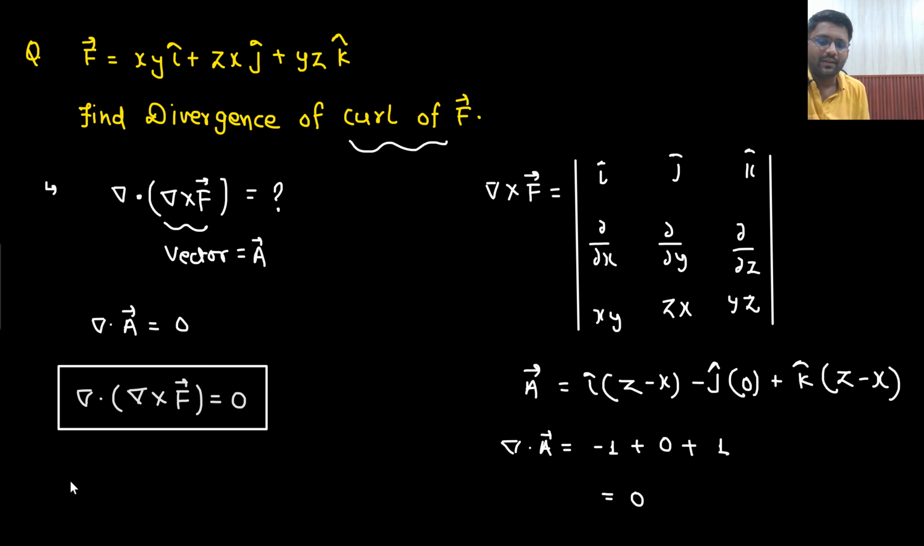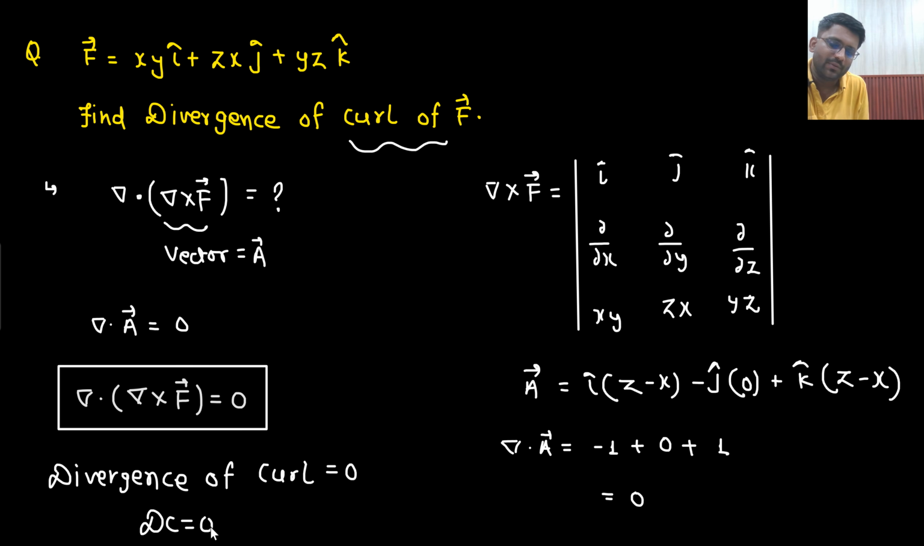What you are getting? Divergence of curl. Divergence of curl is coming out to be 0. Divergence of curl, if I write down in shortcut, DC equals to 0.